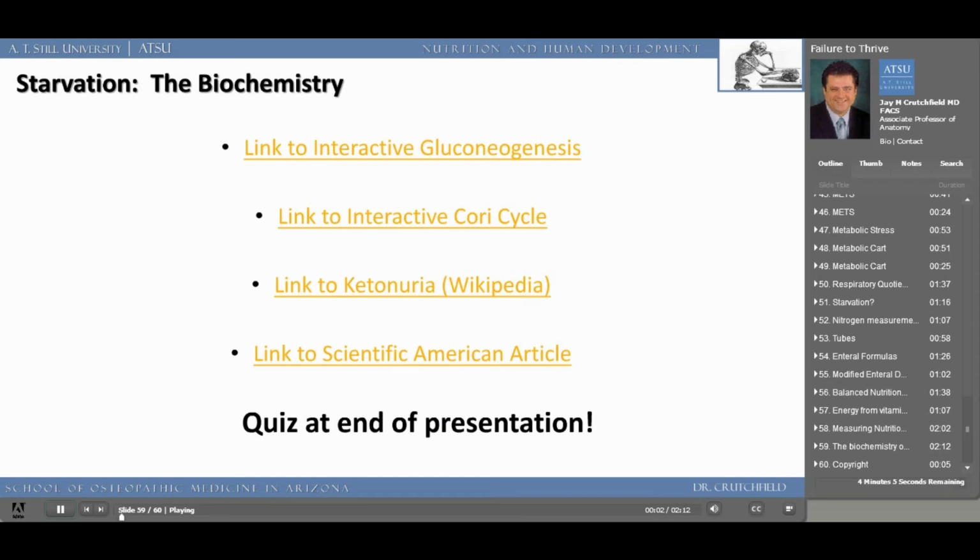So I saved the hardest for last. If you want to go and understand the biochemistry of all of this, I've given you a link to an interactive site which goes through gluconeogenesis. A patient will enter gluconeogenesis once their glucose stores and their glycogen stores have been depleted. Once they go into starvation, they actually will begin making glucose from protein breakdown.